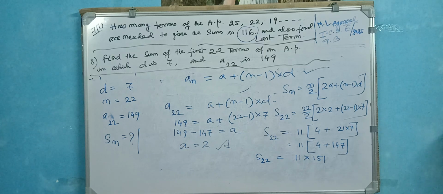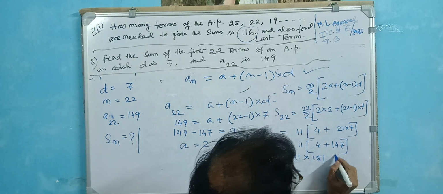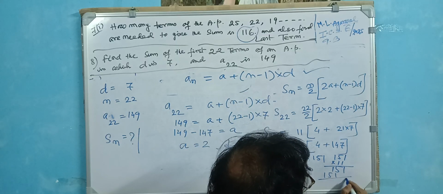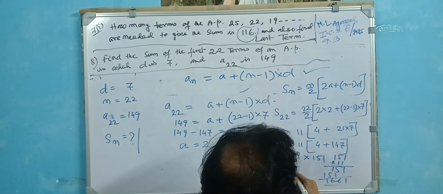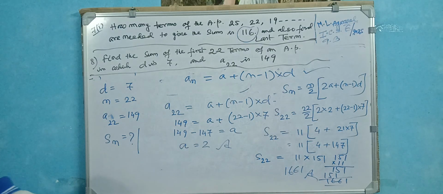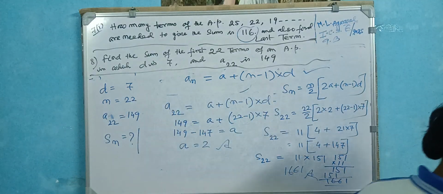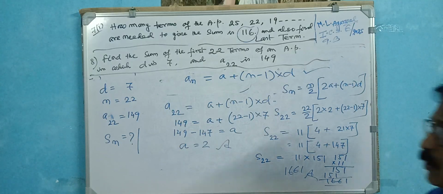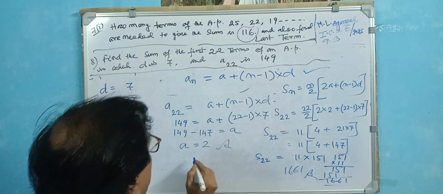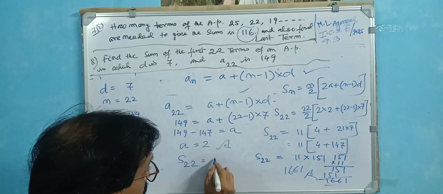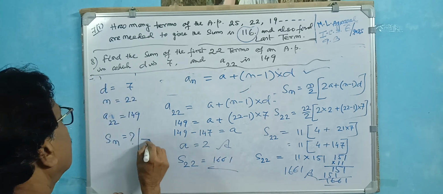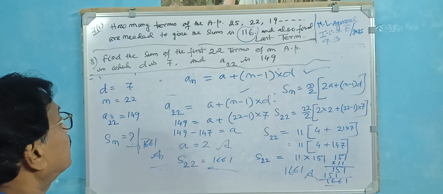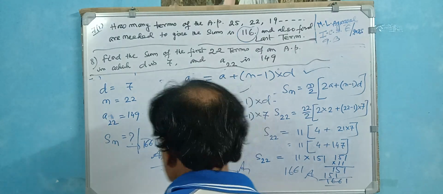From there you calculate. 151 into 11 is 1661. That is the answer. Clear? So in this way you solve it. Find the sum of the first 22 terms: the value of S22 is 1661.